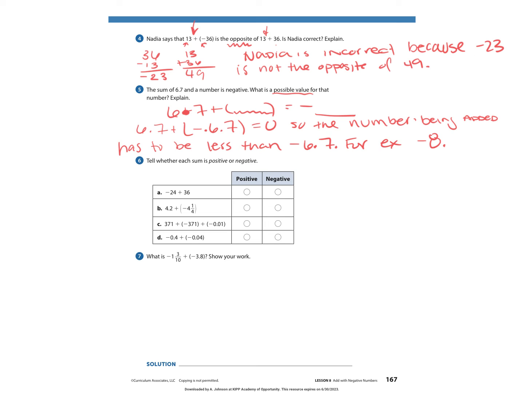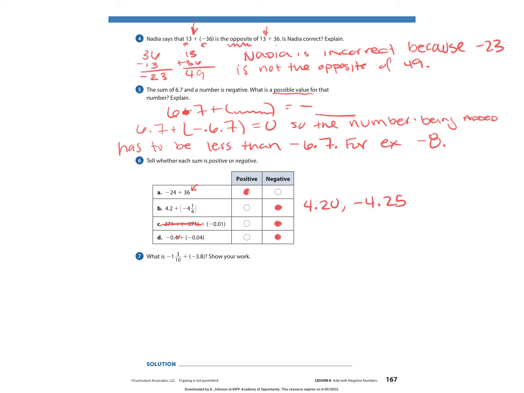Number 6, they just want us to know, is the sum going to be positive or negative? Well, for A, I have more positives. For B, this is positive 4.20 and negative 4.25. I have more negatives. This is a 0 pair. I'm left with a negative. That's like negative 40, and that's negative 4. I have more negatives. So B, C, and D are all negative.